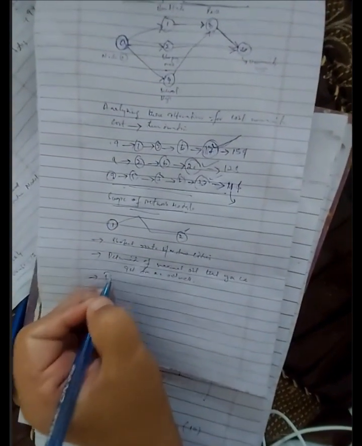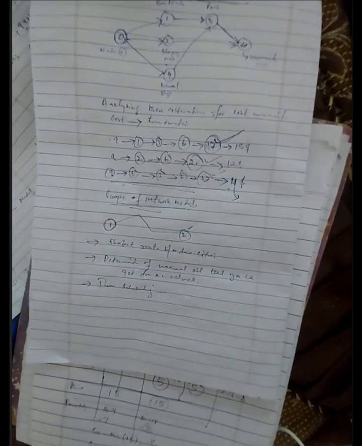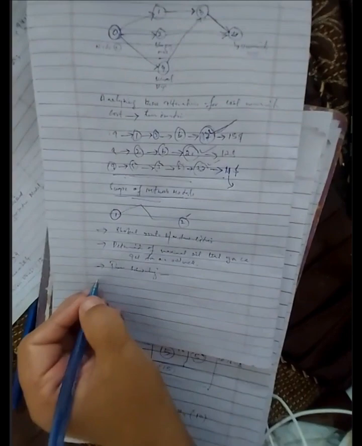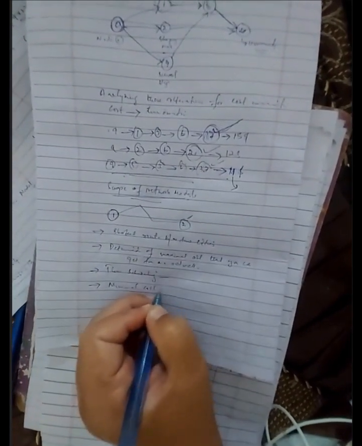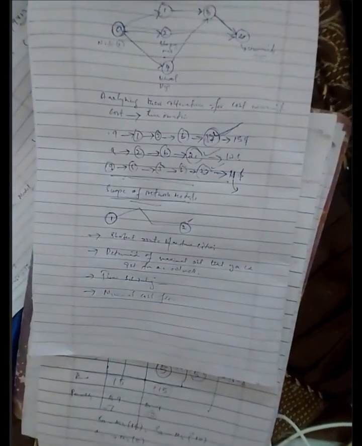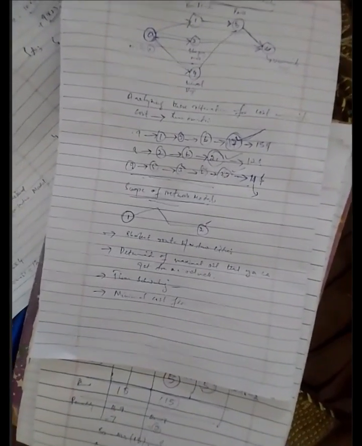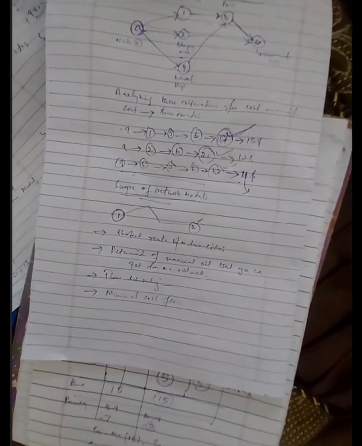Time scheduling is also a scope of the network model, and determination of the minimum cost flow. The minimum cost flow is used in oil refineries, and this is also a scope of the network models.